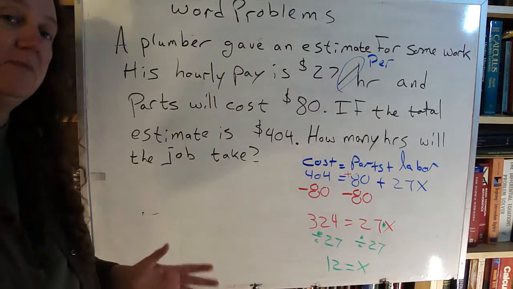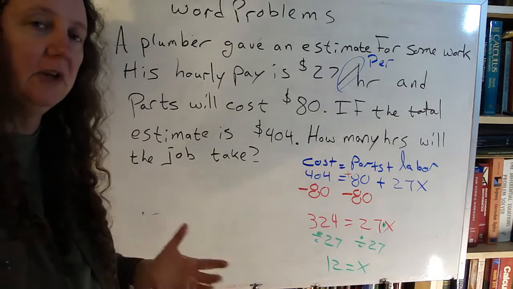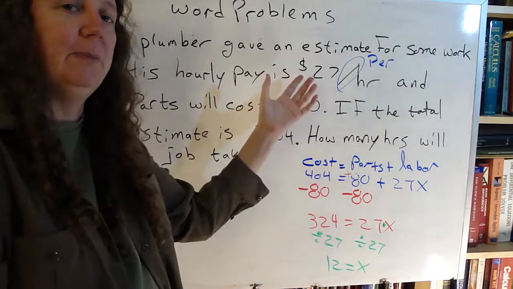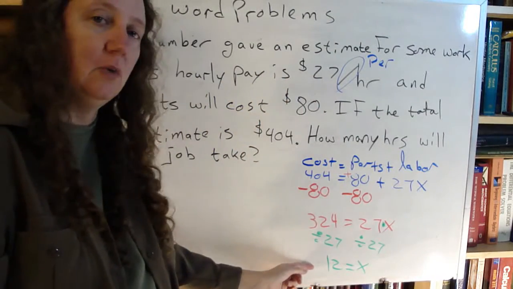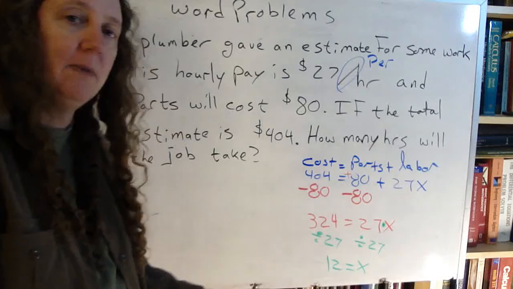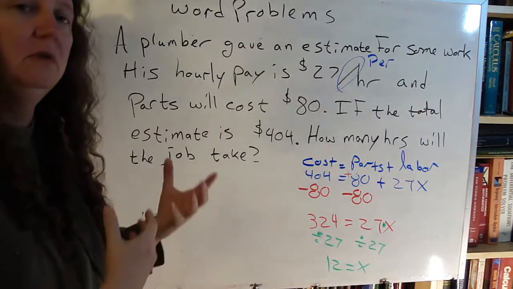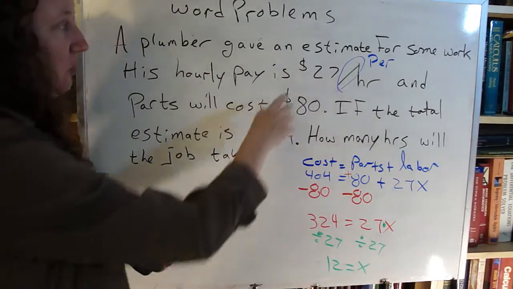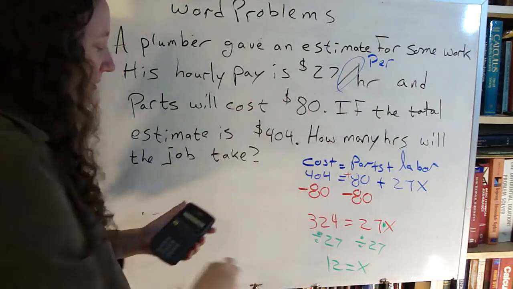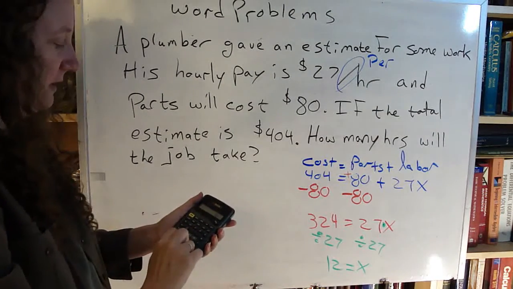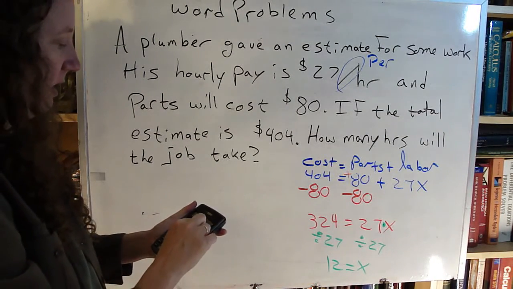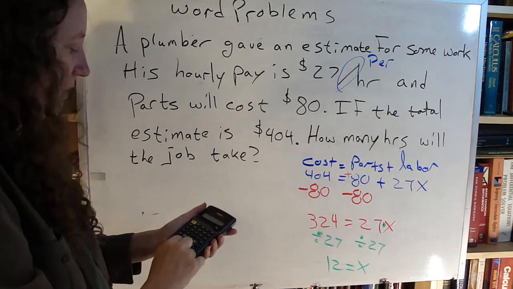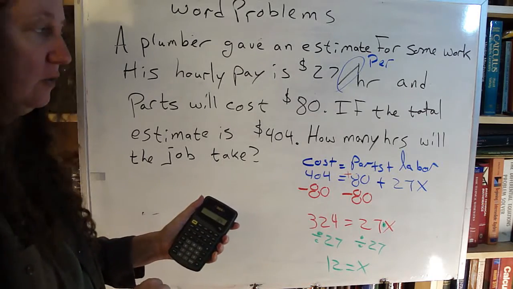So now I think I have my answer, but I just want to double check it with common sense. I'm going to take that 12 hours and I say, if this plumber is being paid $27 an hour and working for 12 hours, how much is the pay for just the labor? Okay, so if they're making 27 an hour, 12 hours, I take my 27 times 12 equals. I get 324.